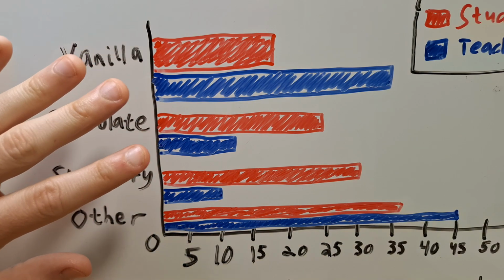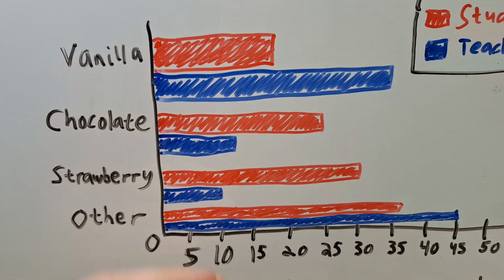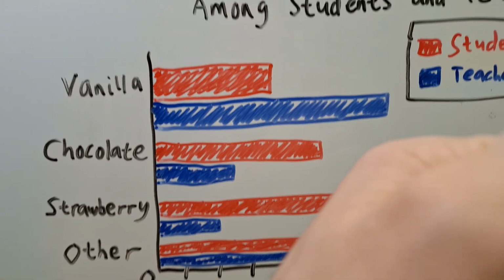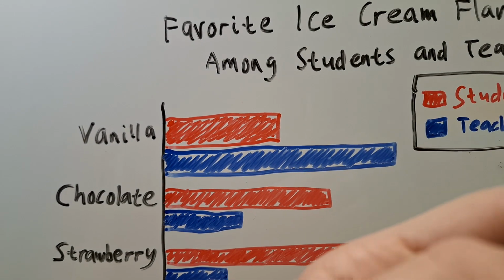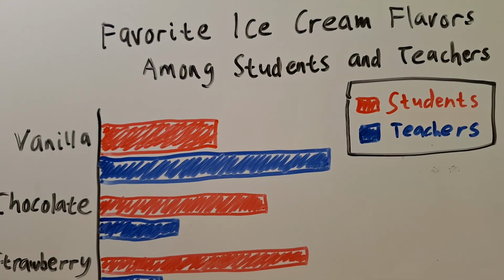And I drew this double bar graph horizontally just so you could see the difference between ones that were vertical and ones that were horizontal. I drew my bar graph vertically in the last video. And of course, all graphs need a title.